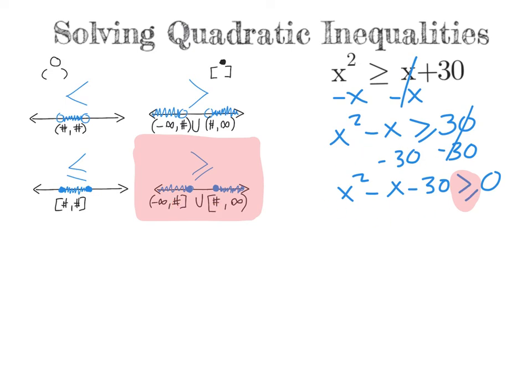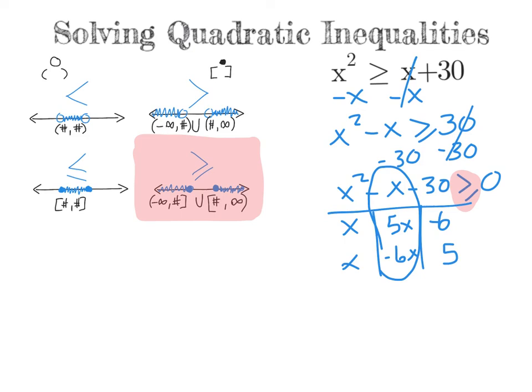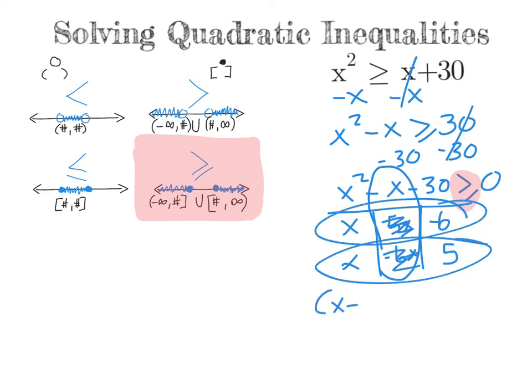So we pretend it's an equation. How do we solve this quadratic? Well, factoring is always my first option. So I have x times x. And here I have 6 times 5, which gives me 30. Because the 30 is negative, I'm going to make this a negative 6. When I cross multiply, I have 5x and negative 6x, and that adds up to a negative x. 5 minus 6 is negative 1. So my factors come out to x minus 6, x plus 5.